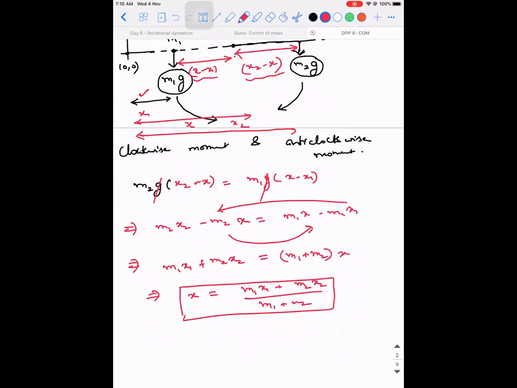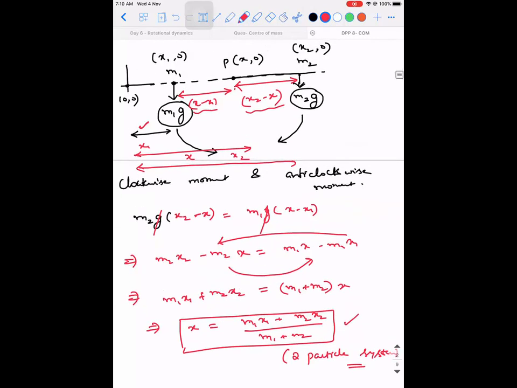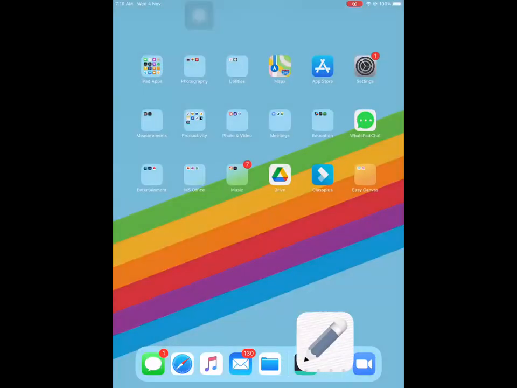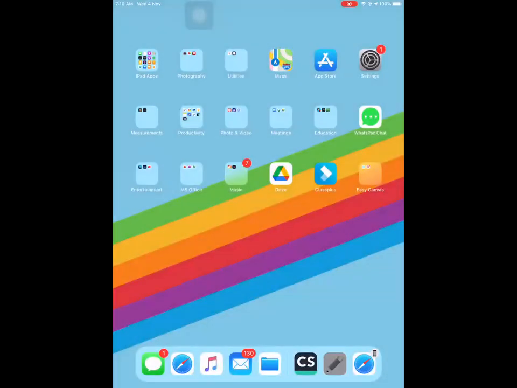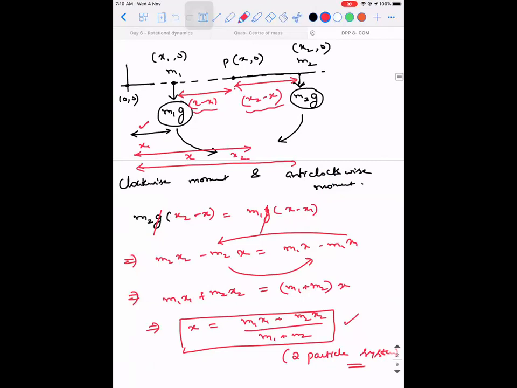Did you guys understand? So this is the center of mass for a two particle system, meaning a system where there are point masses present. Just a minute, guys. Is there any doubt till here? No, sir. Make a note of this. Write it down.